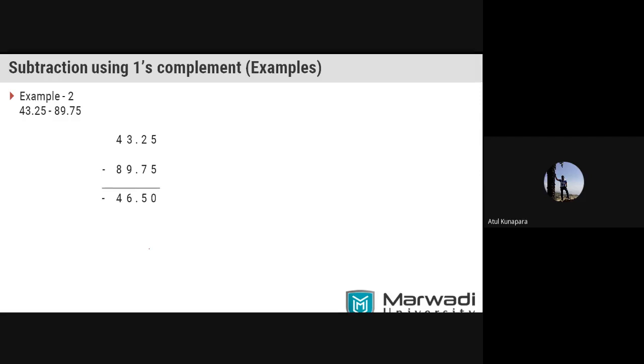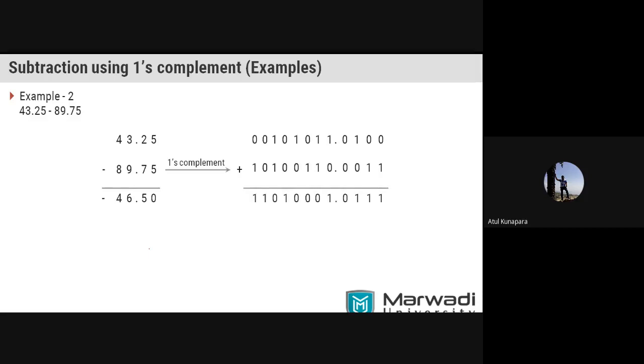But if you want to perform this using the binary system, then first you need to obtain the binary number of 43.25. That is 00101011.0100, the binary number of your 43.25. Then you need to get the ones complement of the 89.75. So first you require to get the binary number of 89.75, and then you convert it into ones complement. So that ones complement form will be this one. You add this number, so you will be getting this addition.